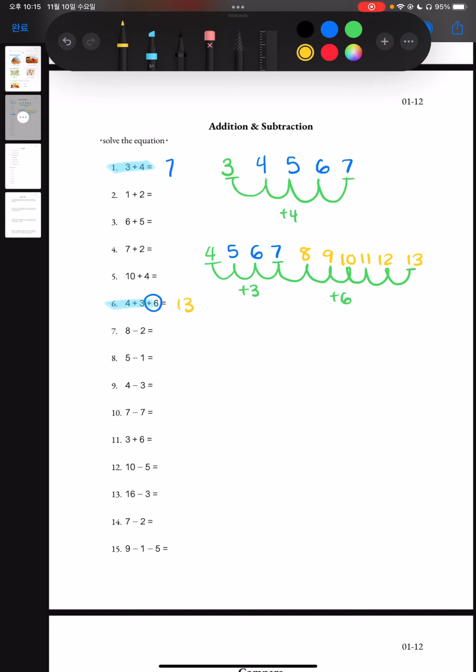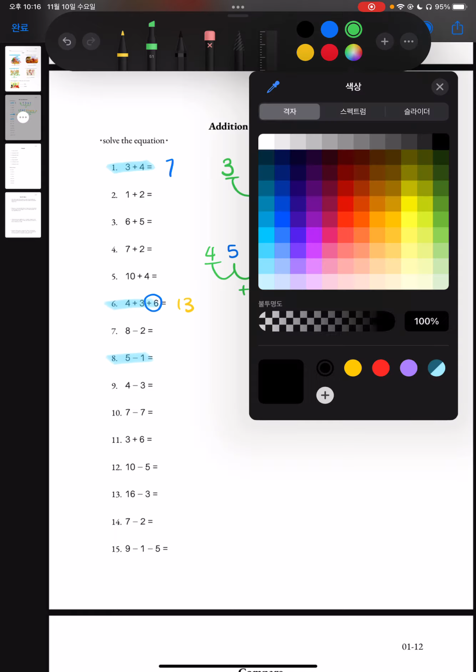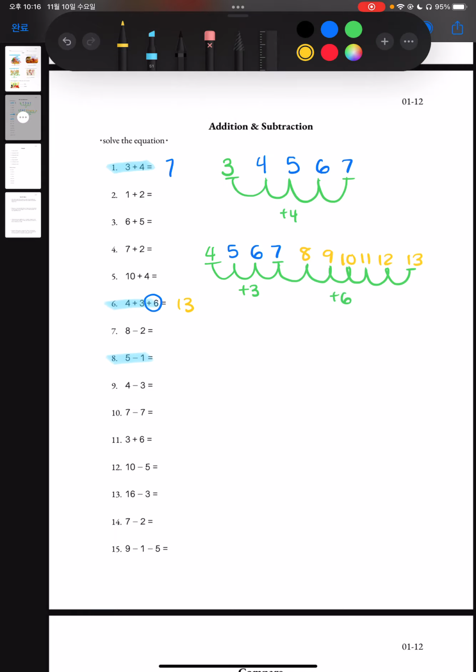Now moving on to subtraction problems. Let's try number 8. It says 5 minus 1. And for this one, we can use circles and subtracting. So what we'll do is first circle. There will be 5 circles, and you'll subtract 1 and see how many are left. There are 4 left, so the answer for number 8 will be 4.